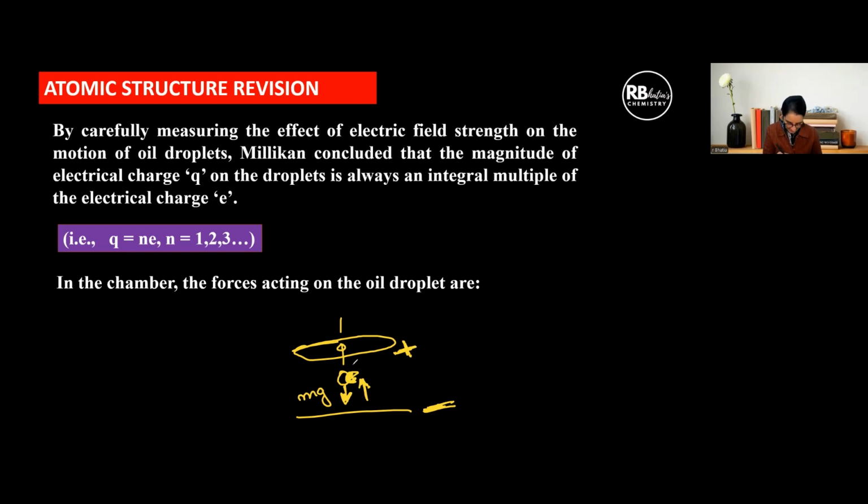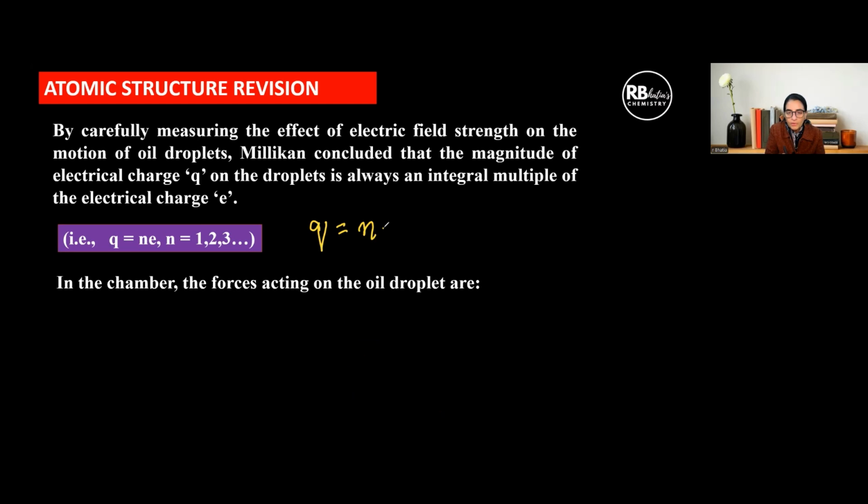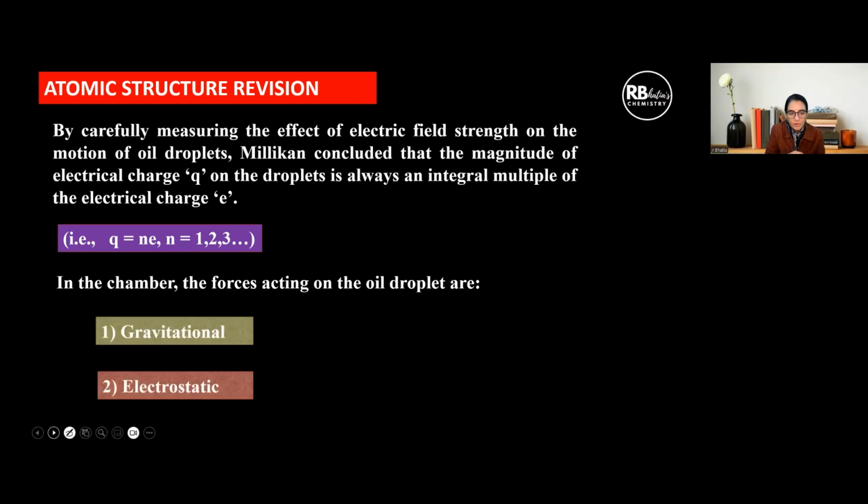Right? So, taking into account all these forces, some mathematical calculations were done. And finally, we don't have to get into the details of those mathematical derivations. You just have to remember that total charge on an electron was found to be a whole number multiple of some unit charge, some fixed charge value, which was the charge on electron. So in the chamber, forces acting on the oil droplet were gravitational forces, electrostatic forces.